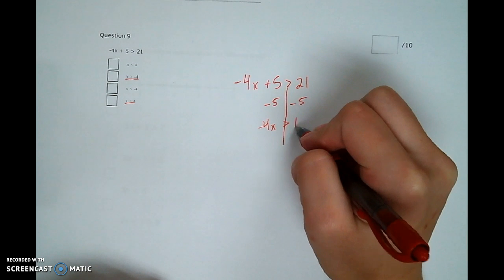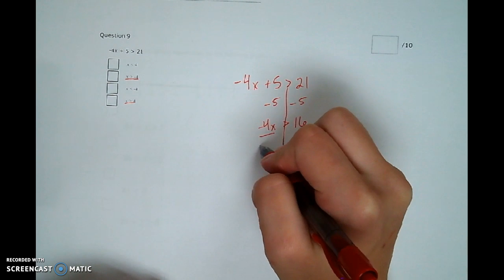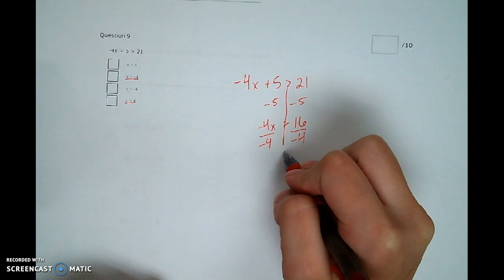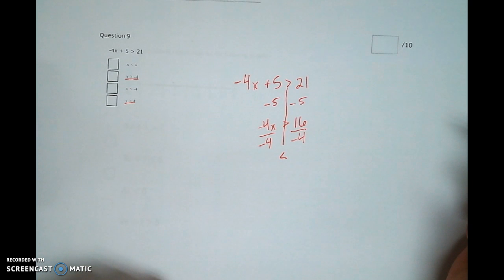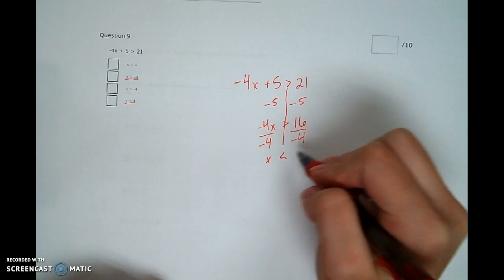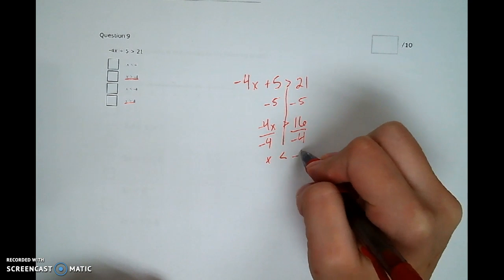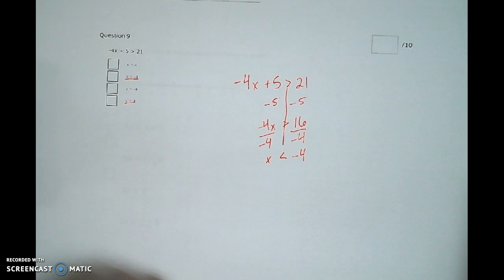I have 21 minus 5, which gives me 16. Now I need to continue to isolate my variable by dividing both sides by -4. As soon as I divide both sides by -4, I need to flip that inequality sign. So I'm left with x is less than, and then I see 16 divided by -4, which gives me -4, which is one of my answer choices.